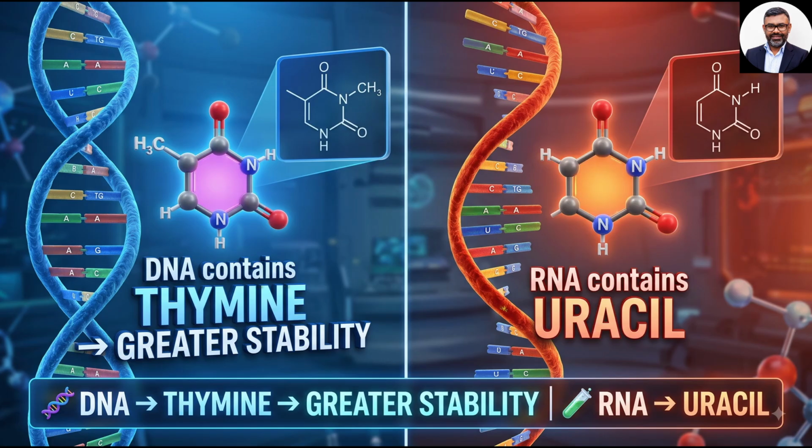There is one more important reason why DNA is more stable than RNA. In DNA, the nitrogenous base thymine is present instead of uracil, which is found in RNA. This replacement of uracil by thymine provides DNA with an additional stability advantage. So remember, DNA contains thymine while RNA contains uracil. And the presence of thymine contributes to the greater stability of DNA. Therefore, thymine is another important feature that helps make DNA a more stable molecule for long-term storage of genetic information.